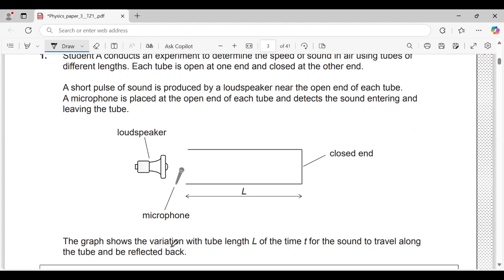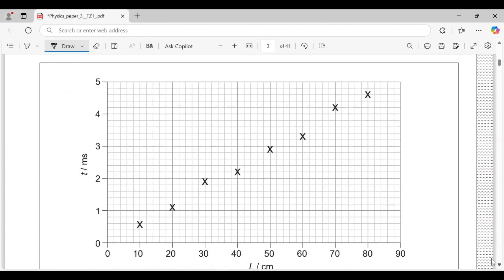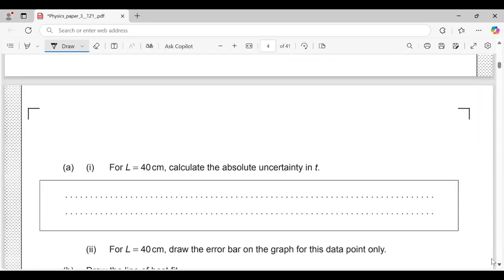The graph shows the variations with tube length L of the time t for the sound to travel along the tube and be reflected back. This is the graph, with a scatter plot. And look, the distance is 10 centimeters, 10 centimeters, 10 centimeters, right? The percentage uncertainty in its time measurement is 9%. The uncertainty in L is negligible.